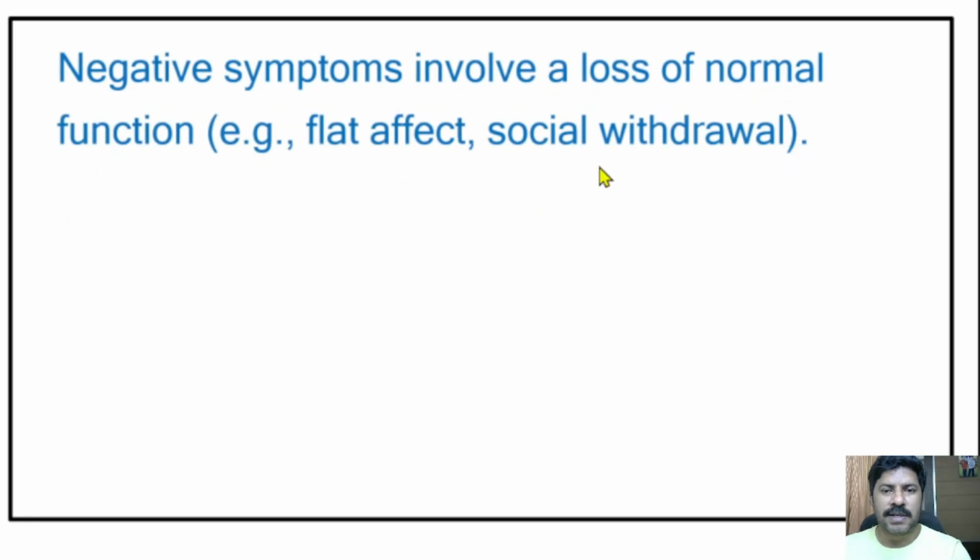Negative symptom means it involves a loss of normal function. So there will be a lack of a function that is normally seen in a person. For example, flat affect and social withdrawal. Flat affect means there are no emotional changes. Social withdrawal means withdrawal from society. He will not be actively involved with colleagues or neighbors.